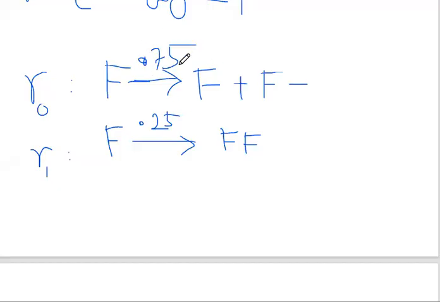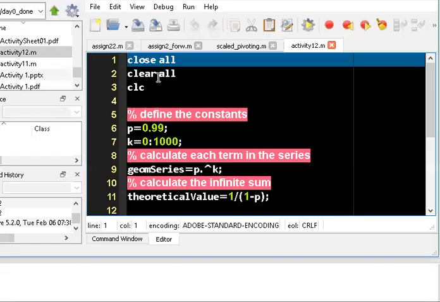So there's a probability of changing this letter to this. There's a 0.75 probability of changing F to this thing, and another 0.25, or 25%, of changing this letter to this. For this you need random numbers.